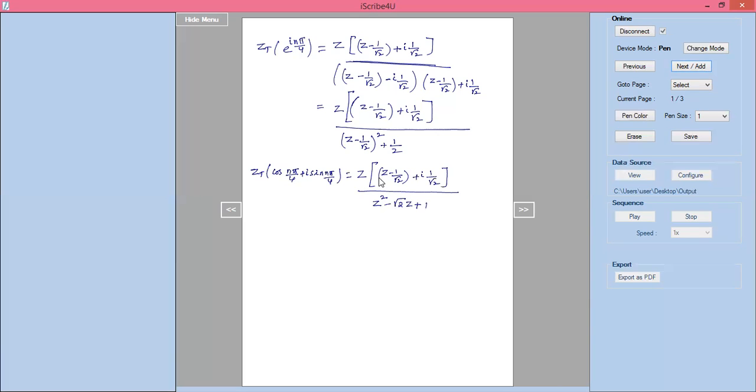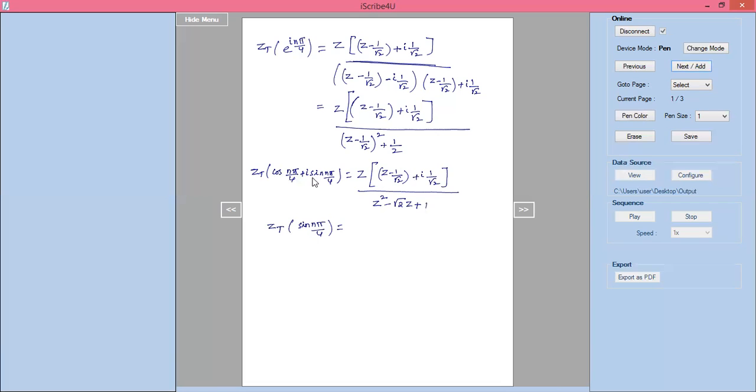Root 2 into z plus 1. This is the required solution for the given e power i n pi by 4. But what I want here is only the imaginary term. I want only the Z transform of sine n pi by 4. If you want the Z transform of sine n pi by 4, equate the imaginary terms here, that is, equate the i coefficient, the imaginary term, on both sides.